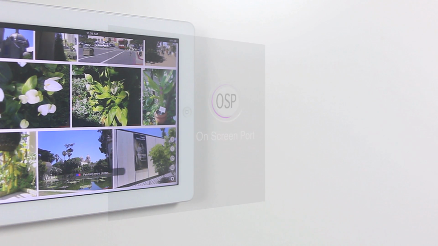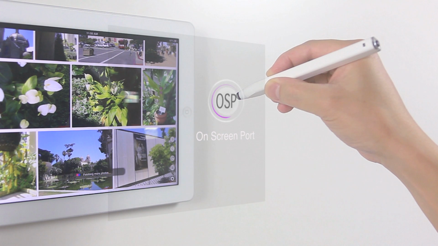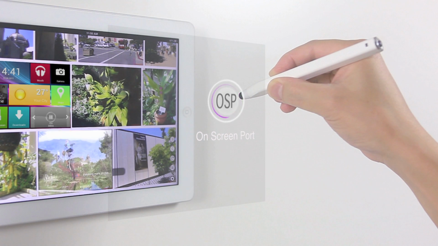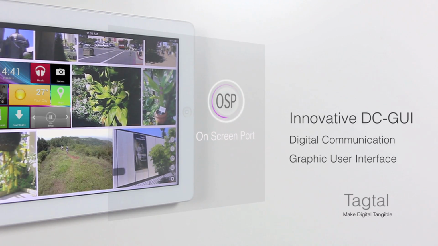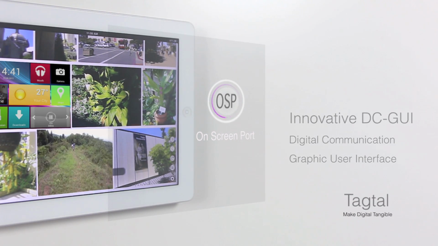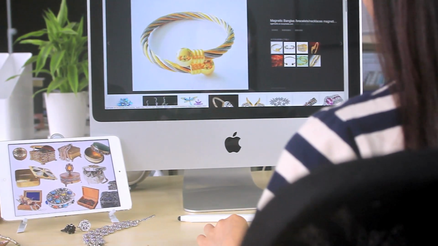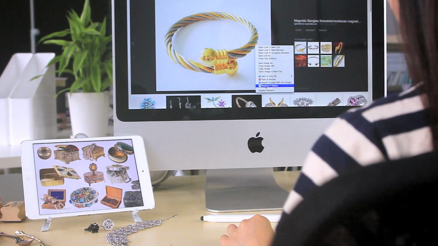To answer these questions, we came up with a revolutionary technology, On-Screen Port. OSP is a virtual data port on screen. It can be activated at any point of the screen and used to exchange data with the outside real world.